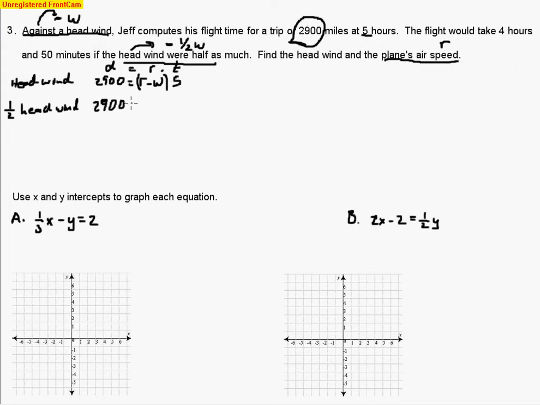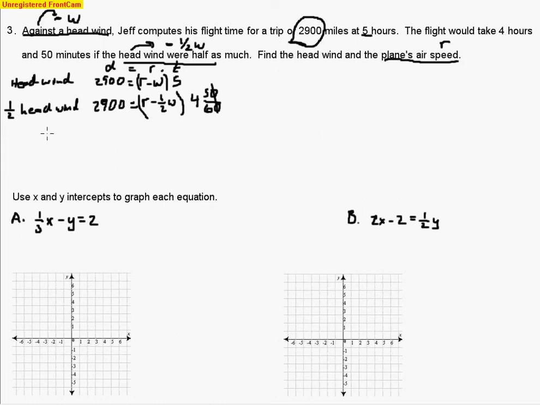Now for the next one, it said it only took 4 hours and 50 minutes if the headwind were half as much. So we still have the rate of the plane, still R, but now it's minus 1/2 W. So that goes in parentheses, and it's 4 hours and 50 minutes. If you ever have minutes involved in the problem, we have to change that to hours. And the way we do that is just write it as a mixed number: 4 and 50/60ths. 60ths means 60 minutes in an hour. From here you could cross off these zeros and just have 4 and 5/6.